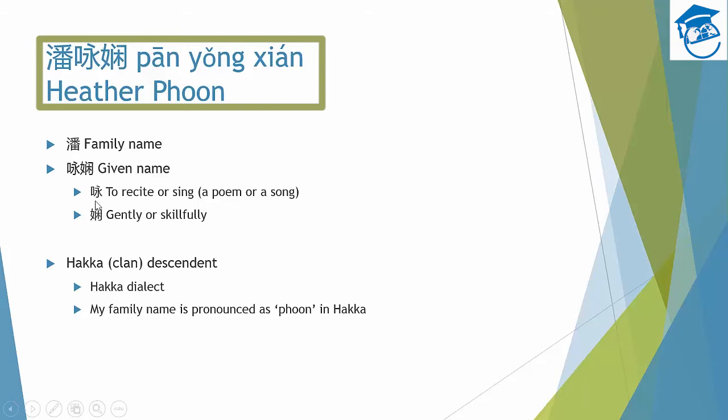The first word of my given name means to recite or sing a poem or a song. The second one has different meanings depending on which other word it is combined with. It can mean gently or skillfully. So if you combine these two together, it means to recite or sing gently or skillfully. But to me, I don't really interpret it that way. Yongxian to me just means my name. My name is just Yongxian.